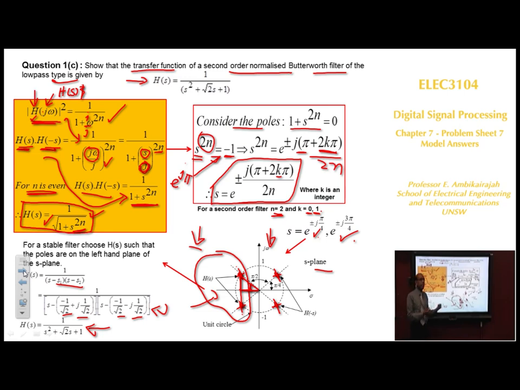So this is an even number. If it's an odd number, you will have a minus here, and then you can redo the calculation again. So depending on whether it's odd or even, you choose the appropriate transfer function H(s). Again, it's explained in the notes, you could have a quick look at that.